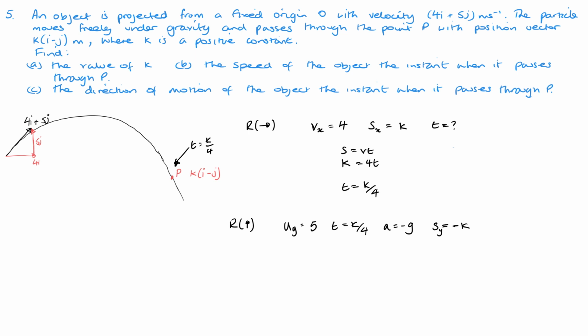And then all we need to do is substitute this into the appropriate formula. So that's s equals ut plus 1/2 at squared. Notice we do use this one quite a lot. So we've got minus k equals 5 times k over 4 minus 1/2 g times k over 4 squared. So now we've got an equation in terms of just k as an unknown, so it's just a matter of rearranging and solving.